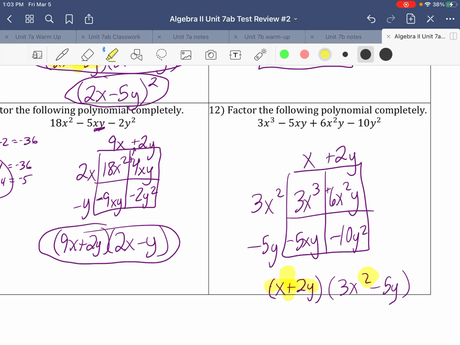So second factor, yes, as an exponent, yes, it's a subtraction. Can we square root? No, can't square root 3. It's not a perfect square. So you cannot factor that further. So our final answer is what we already had.